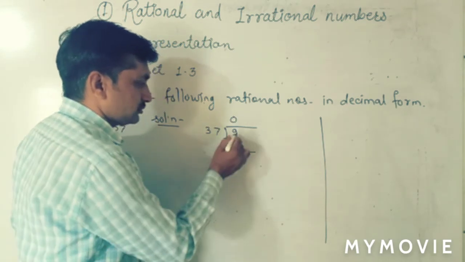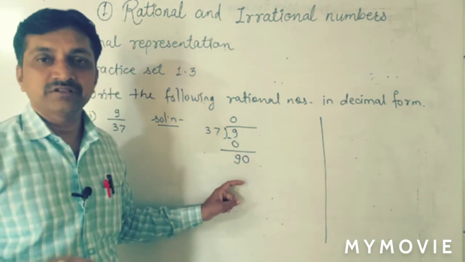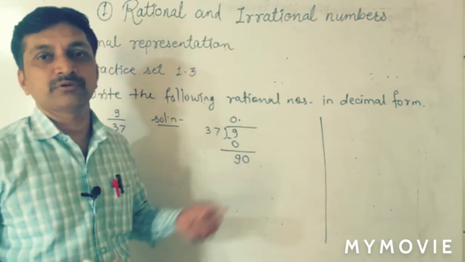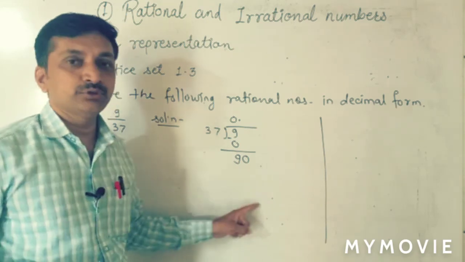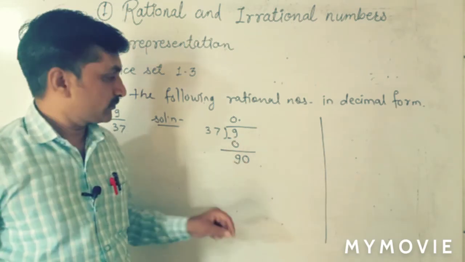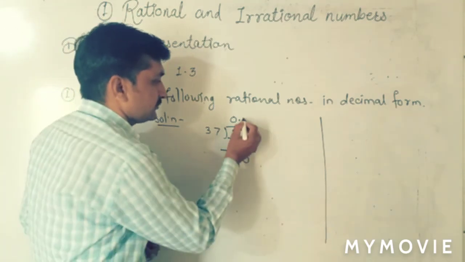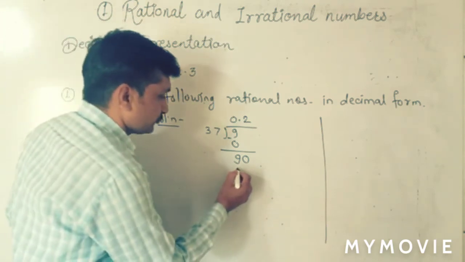Now do the subtraction, 9 minus 0, 9. Now we have to continue, take 0 on 9 and here put a decimal point. Now it becomes a decimal fraction, that is, it is in decimal form now. And now let's continue the division. 37 2s are, 3s are will be bigger than 90, therefore 2s are. 37 2s are 74.